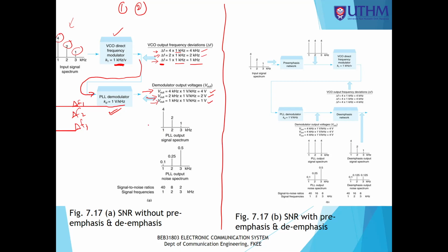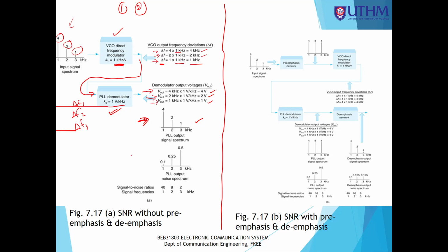Okay, and if we draw the frequency spectrum for the output of the PLL, it would be like this. At 1 kilohertz 4 volt, 2 kilohertz 2 volt, 3 kilohertz 1 volt. This is similar to the input. Of course, we want to produce output similar to the input. So question number 1 asks you to find the delta F, to find the V out, and to draw the spectrum.